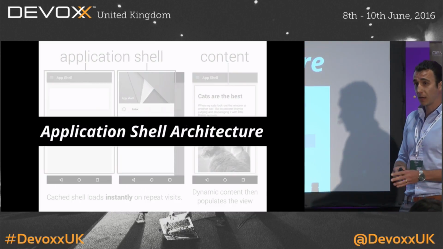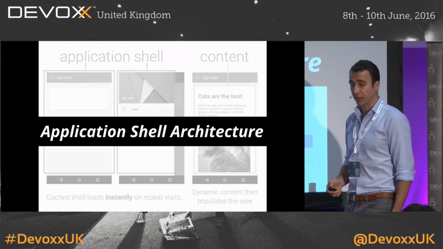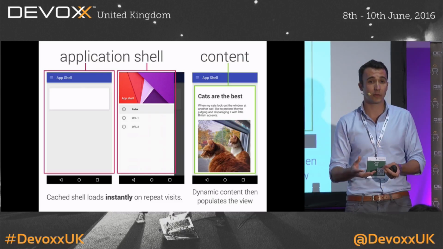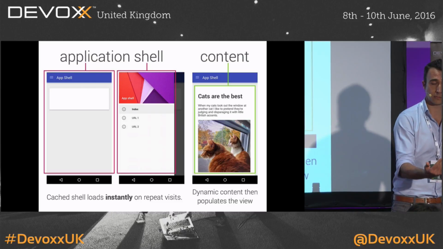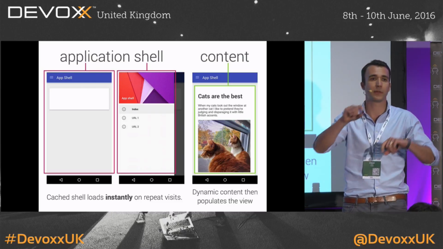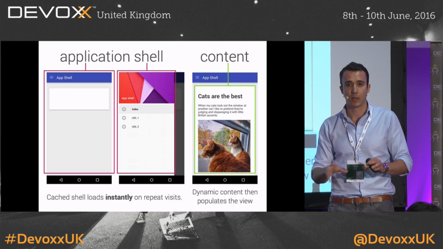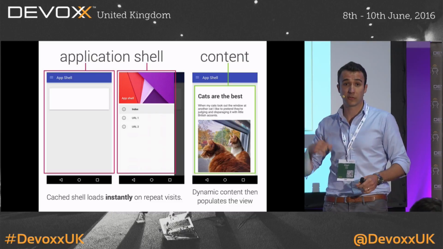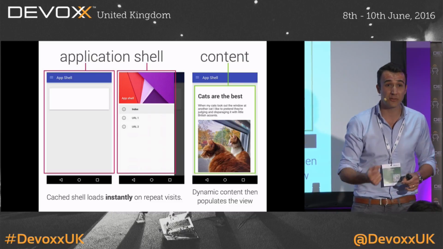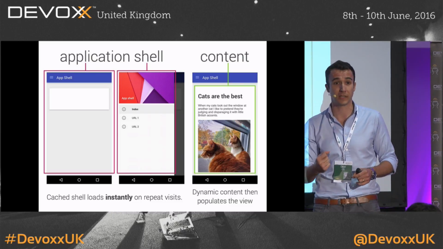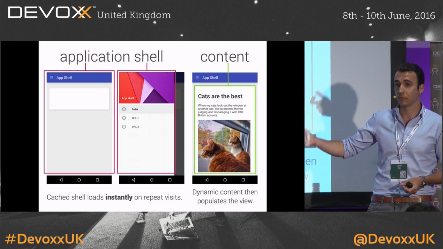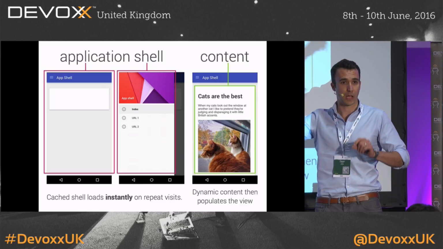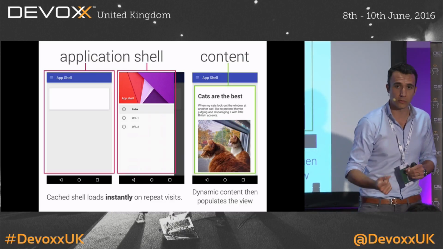So let's have a look at the application shell architecture. In essence, the idea behind it is when a user first visits your website, you cache what you call the shell. Maybe it's the header, maybe it's the footer, but you don't cache the actual content that's inside. And the idea behind this is every time a user visits your site, they have something instantly. This is there for them to see immediately. Then you can go off and dynamically fetch the content and inject it in. So you're presenting the user with something immediately.